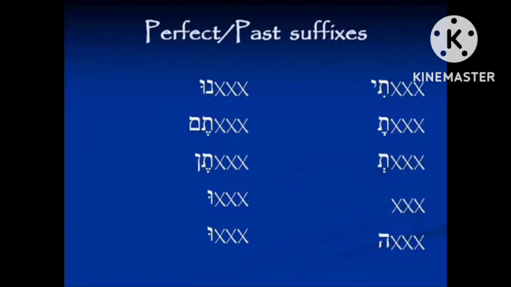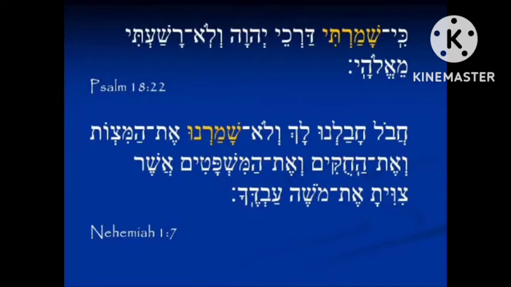Okay, let's have some examples. From Psalm 18:22, we see Ki shamarti darchei Yehovah. Because, now here's the root, shamar. We see the ending on the end, T, that means I have kept your ways, the ways of Yahweh, because I have kept. The root is shamar, and the suffix T tells me that I did it.